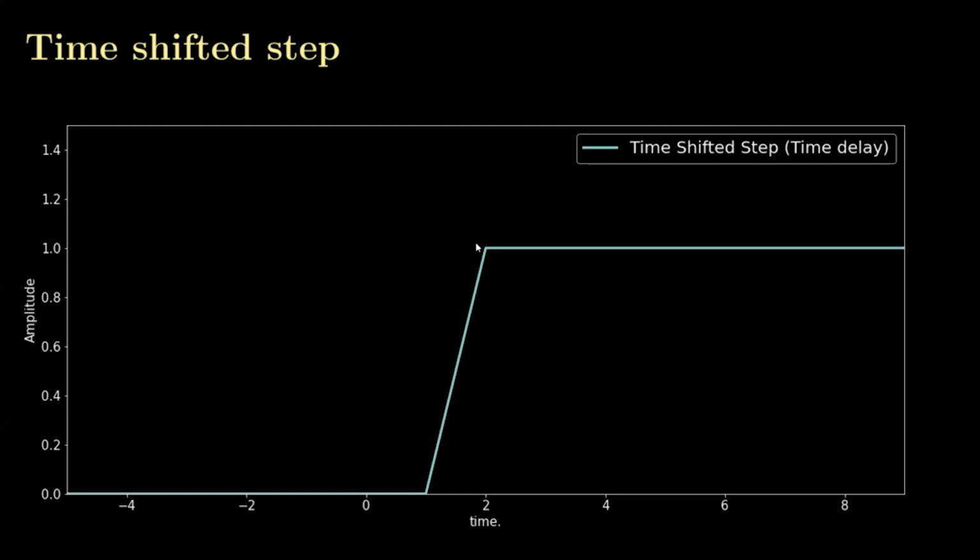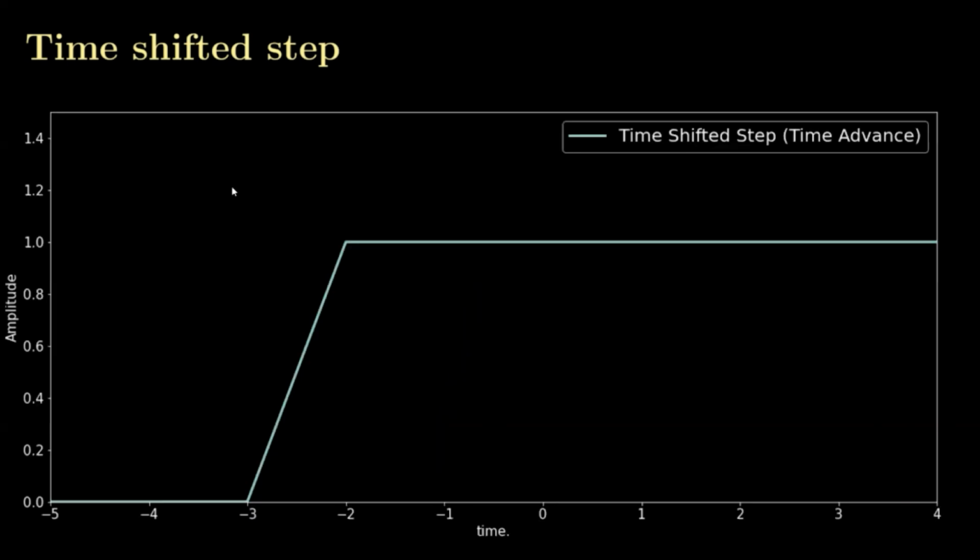First, let us consider shifting the step signal toward the right, which means delaying it. In this case, the signal starts at a value greater than 0, for example, at time equal to 2. This happens because we have shifted the signal 2 units toward the right side, which represents a time delay. According to the concept we studied earlier, we can represent this delayed signal mathematically as u of t minus 2. The minus sign in the equation indicates that the signal has been delayed.